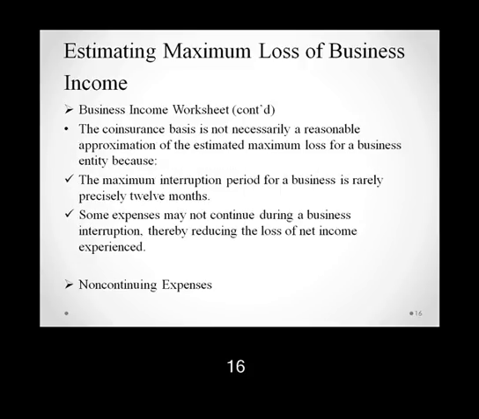One thing you need to keep in mind is that the coinsurance basis is sometimes not necessarily a reasonable approximation of the estimated maximum loss of business entirely, because the maximum interruption period for a business is rarely precisely 12 months. In addition, some expenses may not continue during a business interruption, and thereby should reduce the loss of net income experienced.